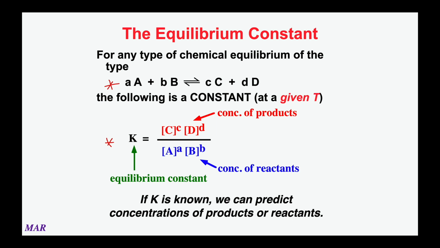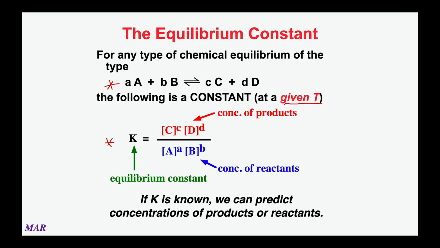Equilibrium constants are always specific to a given temperature. They do change with temperature, and we'll talk about that later too. But if you know this value of K, and K again is nothing more than a number, you can actually predict concentrations of products or reactants for a given reaction. So knowing a value of big K is important. You can do a lot of things with it.